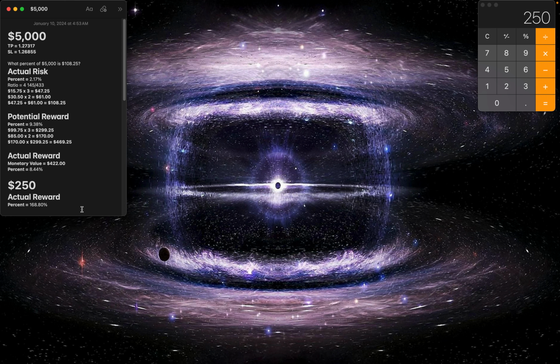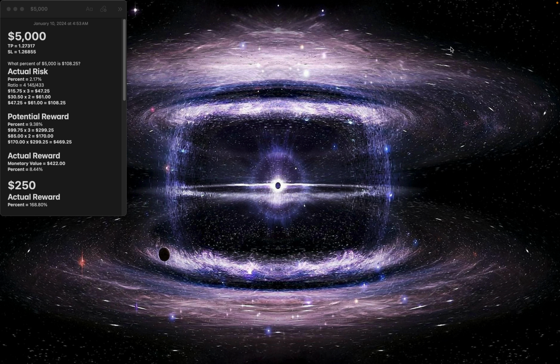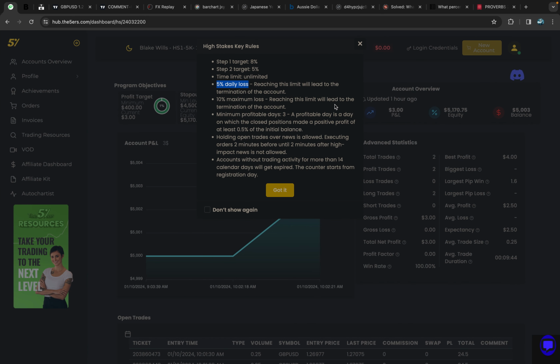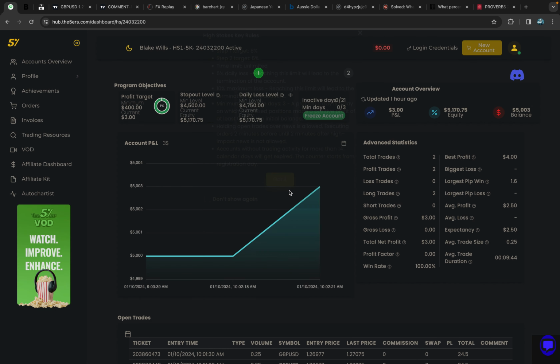So our return on $250 is, for the day, 168.8%. And that's what you want to be doing in trading. You want to be doing numbers like that. The parameters that are set in place for accounts such as this, funded accounts, are set there to help you learn how to manage your risk.